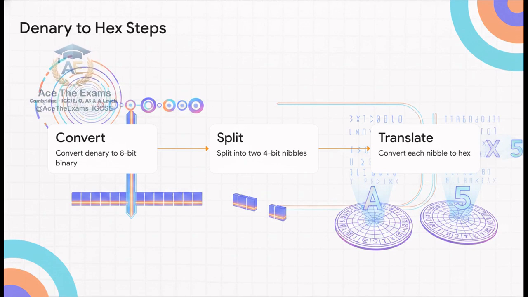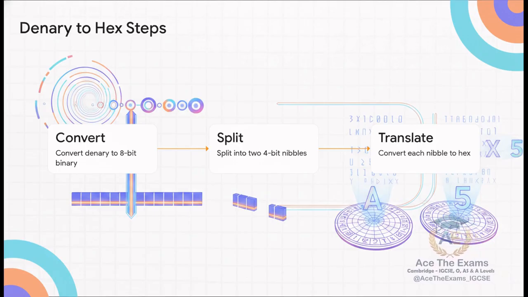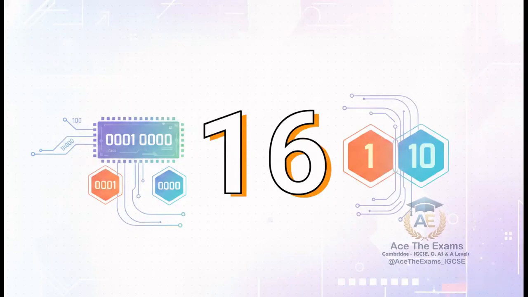Step 1, we take our starting denary number and convert it into an 8-bit binary sequence. Step 2, we literally draw a line right down the middle, splitting that 8-bit sequence into 2 4-bit nibbles. And step 3, we consult our handy framework table and convert each of those 4-bit nibbles into a single hexadecimal digit. Okay, let's lock this in with a quick win.